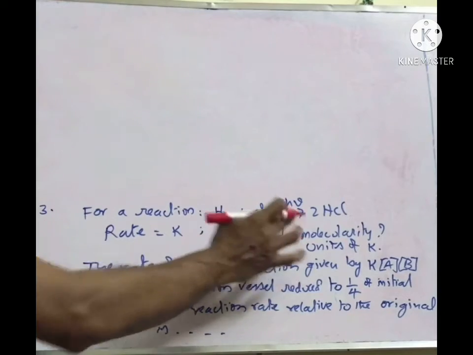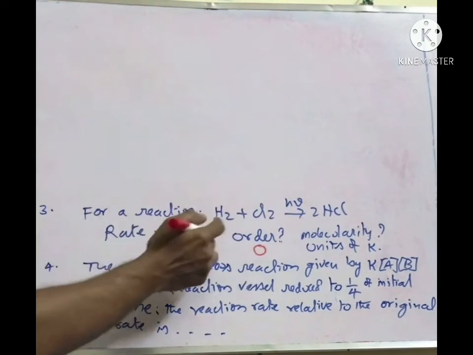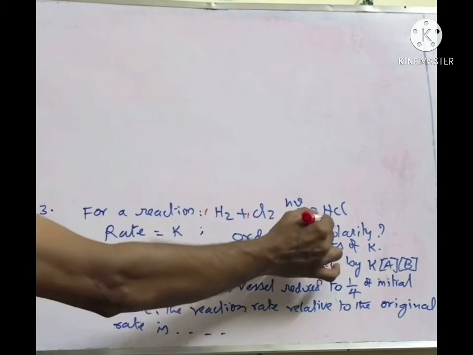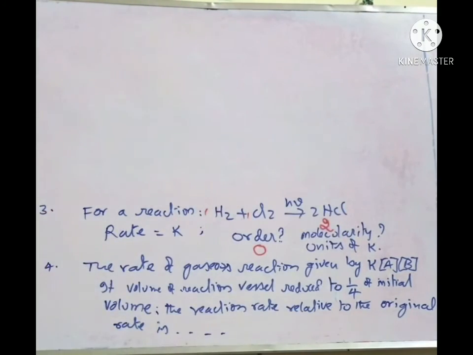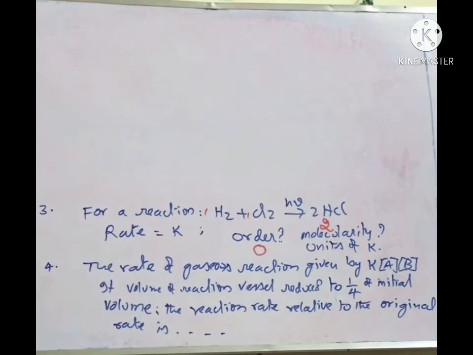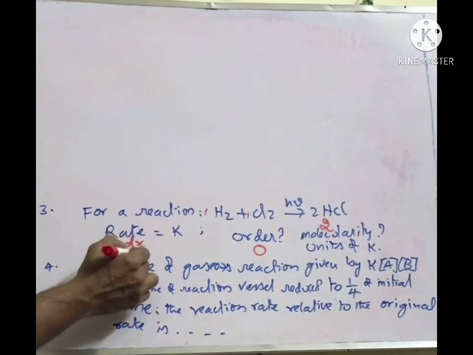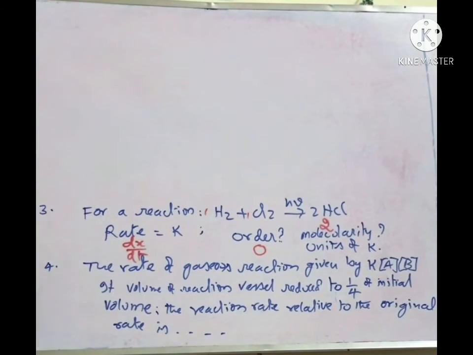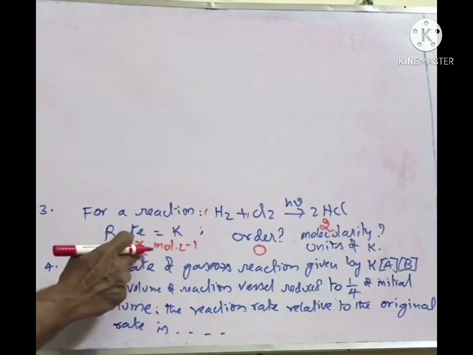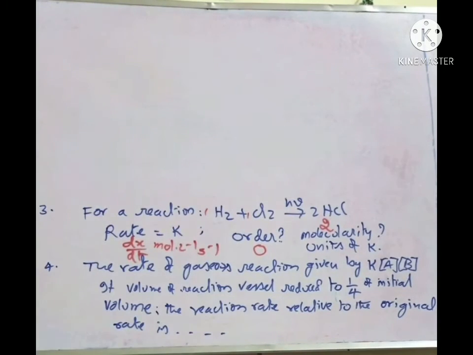Molecularity. What is the molecularity now? Number of molecules involved in this reaction. How many molecules? One molecule of H2, one molecule of Cl2. So molecularity is 2. Then since it is a zero order reaction, what are the units of K? K units equal rate units. Rate equals change in concentration with change of time. Concentration is moles per liter. Time is second. Per second, that is second inverse. So these are the units of K.